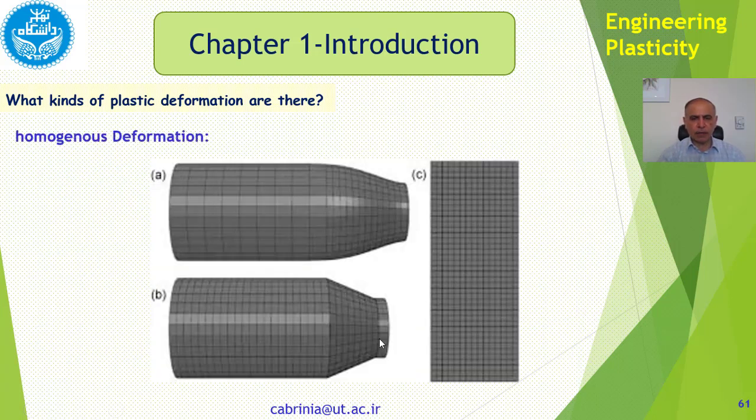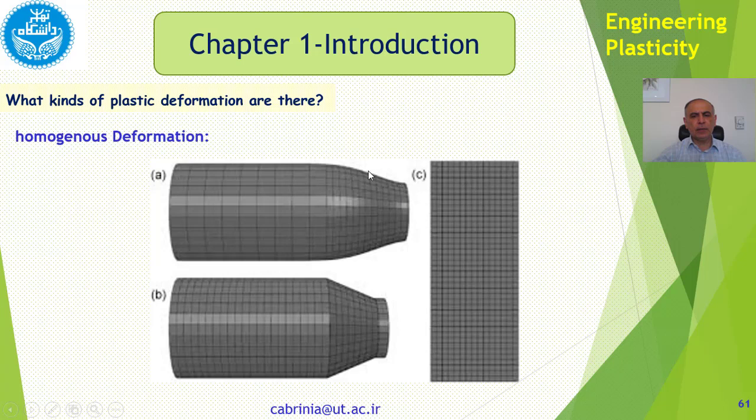To further illustrate the homogeneous and non-homogeneous deformation, the nature of the homogeneous deformation, I have put this picture from an extrusion process. This is the initial billet which we have put in the container and pushed forward through the die, and it has decreased its cross-sectional area as you can see here and there.